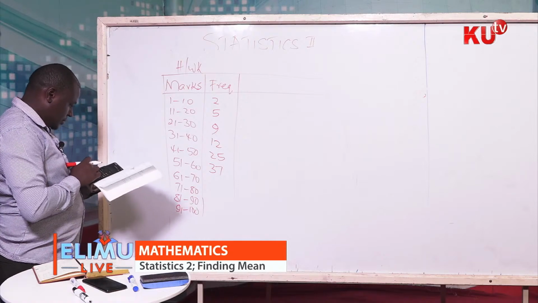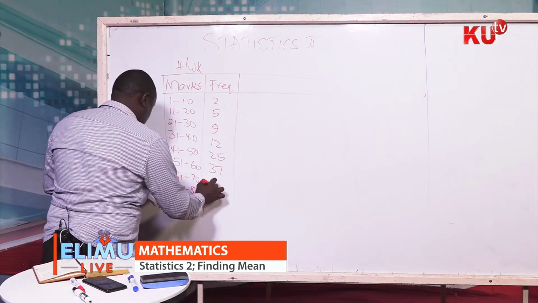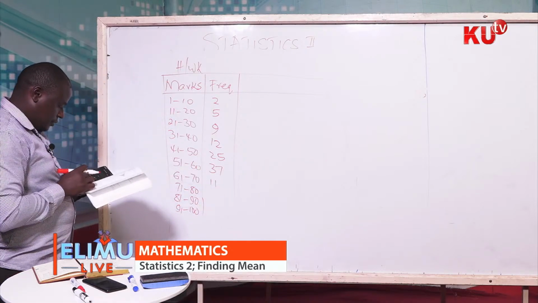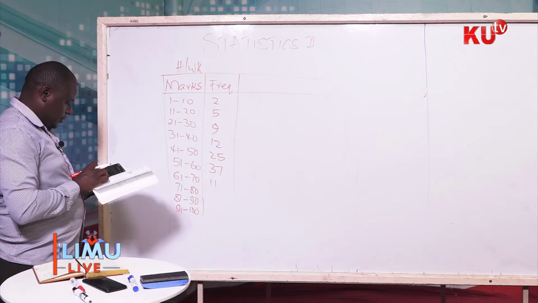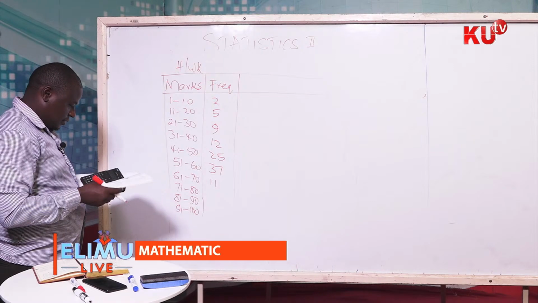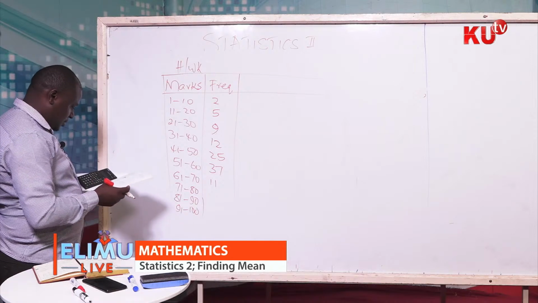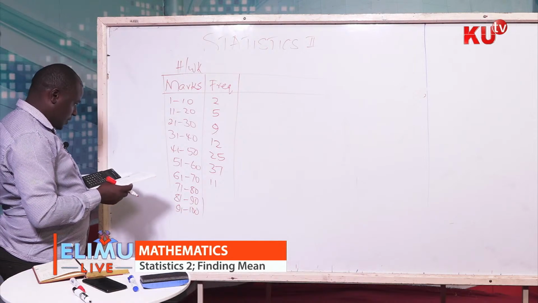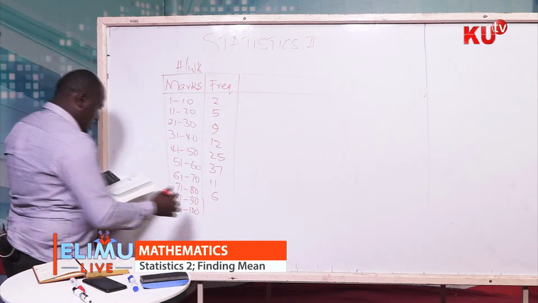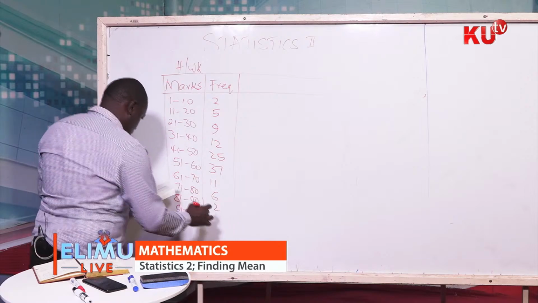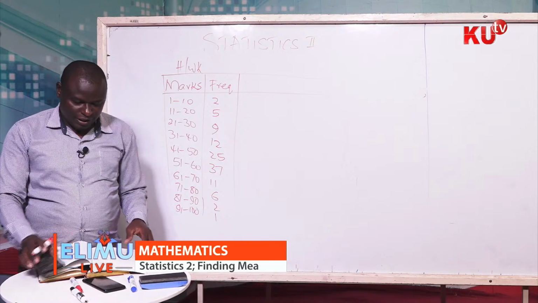101 minus 90 is 11. Then, all right, well noted. 11, that's between 60 and 107 minus 101, that is 6. And 2, and then finally 1. So there are 110 students in Bungoma High School Form 4 class.